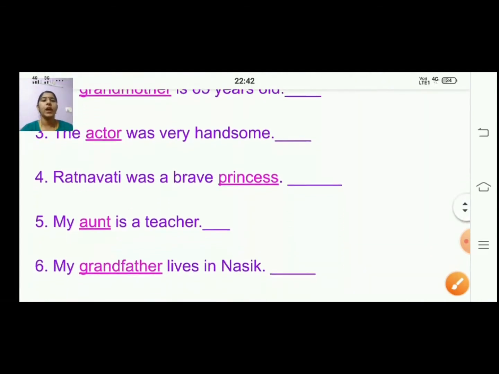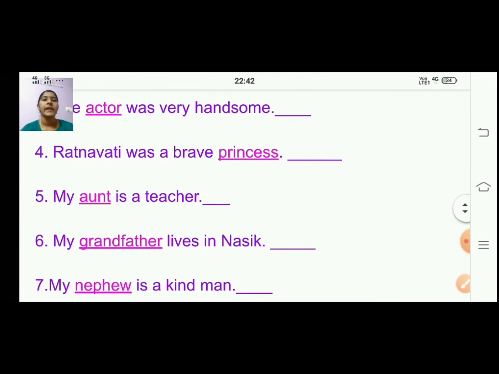Yes, we'll move now. The fourth one, Ratnavati was a brave princess, right? So brave princess. Princess means female. Princess, male. So here princess they have given. So Ratnavati is a girl name, was a brave princess. So we will mark F because she is female. So your answer will be F. Right, children? Ratnavati was a brave princess. So we will say F for female, right?